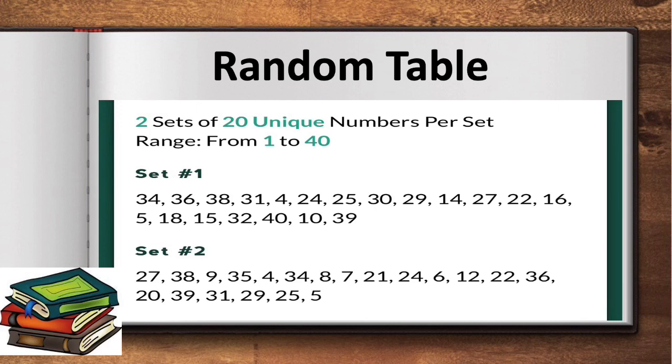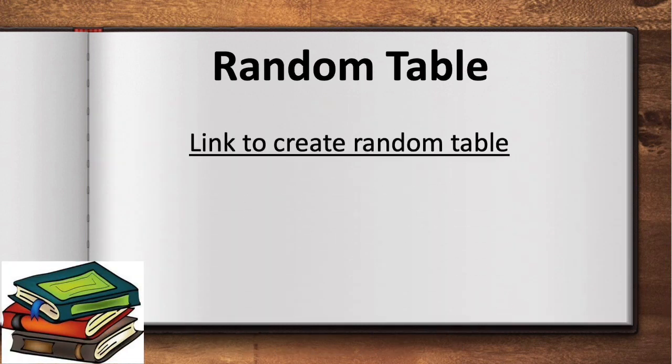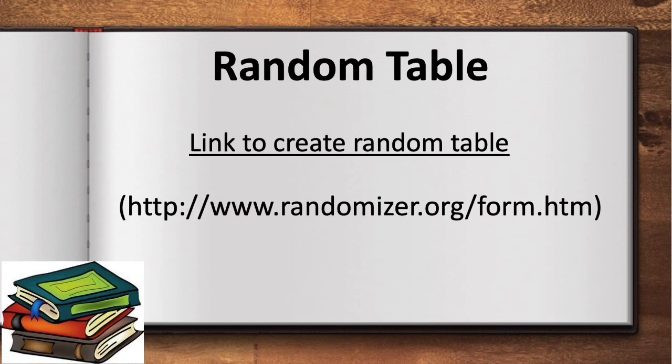See the example here. There are two sets, right? Group number 1 and group number 2. Total subjects we are having are 40. These 40 subjects we have to divide into two groups, experimental group and control group. In this, the computer randomly selects the numbers and divides them into two groups. For the random table, you can go to this link and create your own random table.